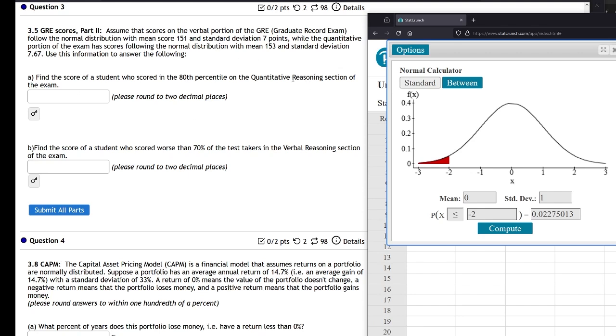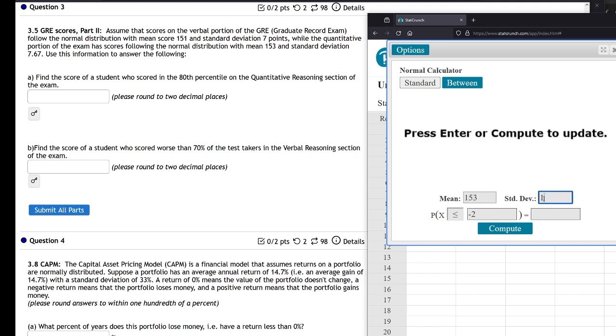Let's see. For this one, they say quantitative. So you have to read carefully in the problem which set of numbers you're using. Here they tell us while the quantitative portion has values. So I'm going to change the mean, 153, and standard deviation, 7.67.